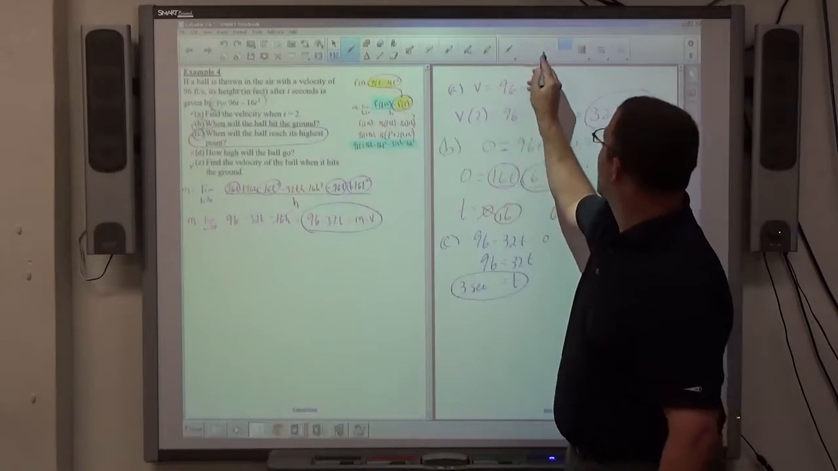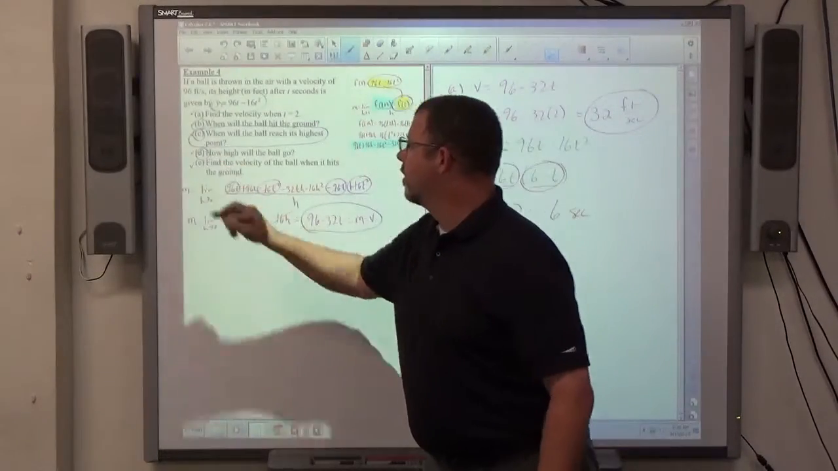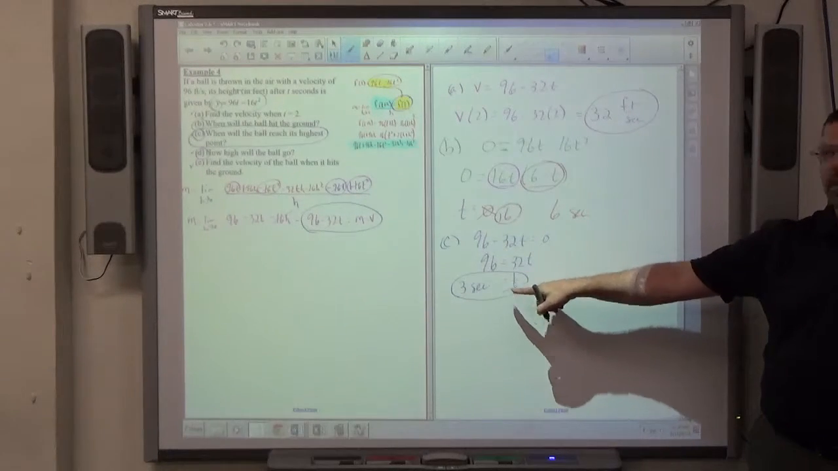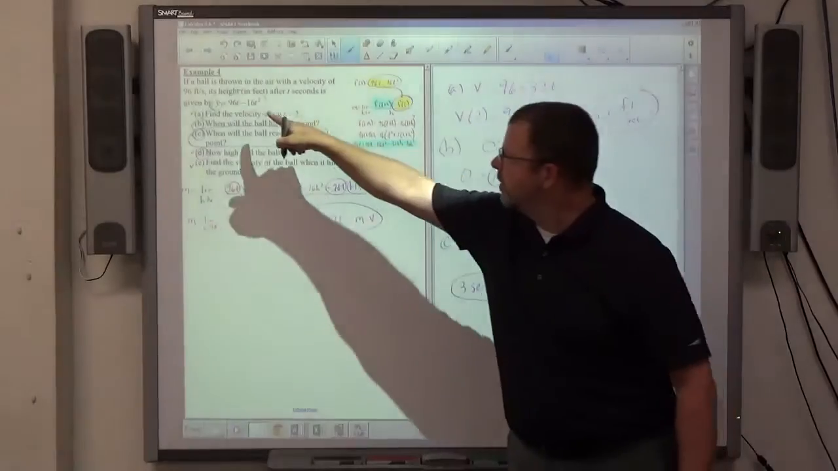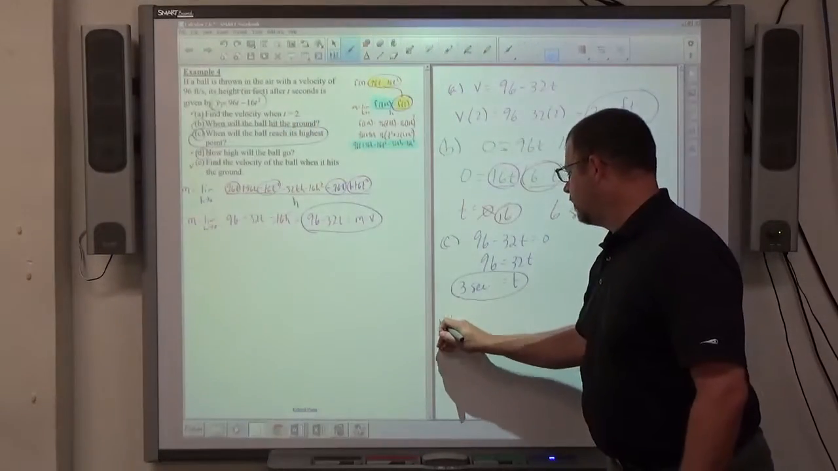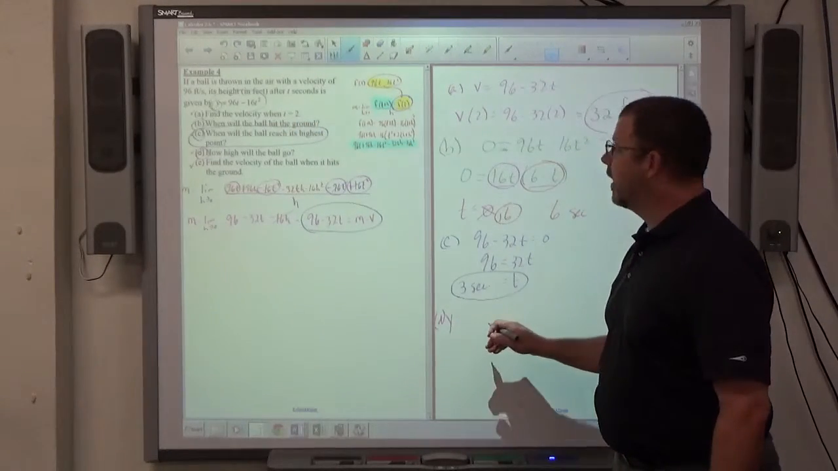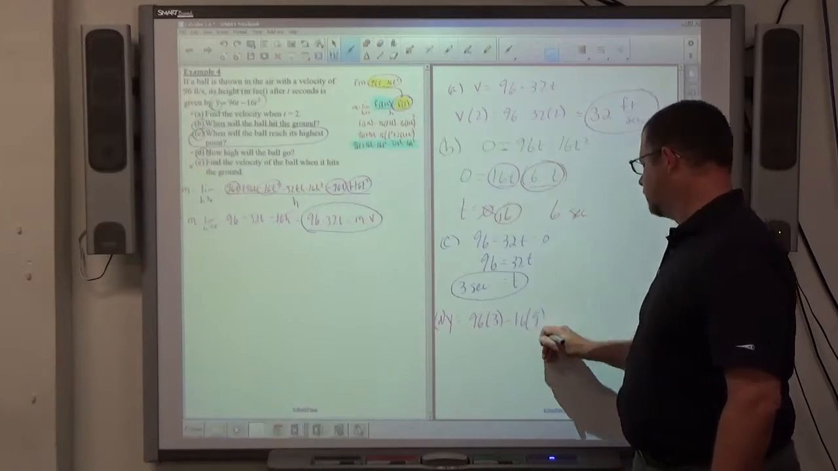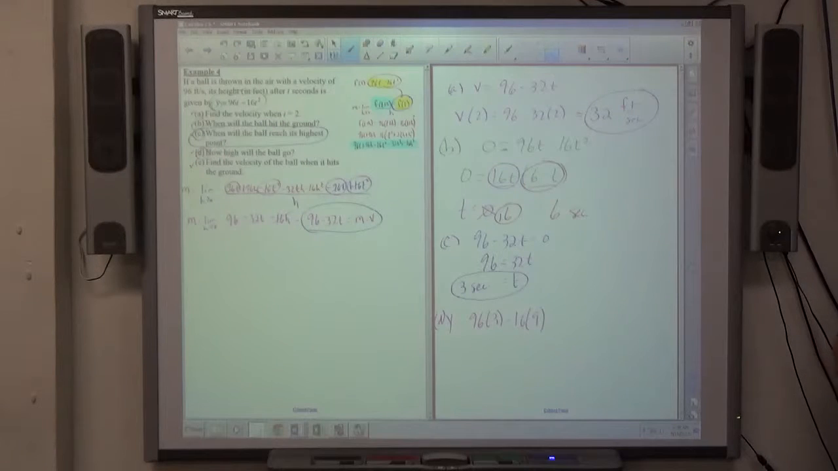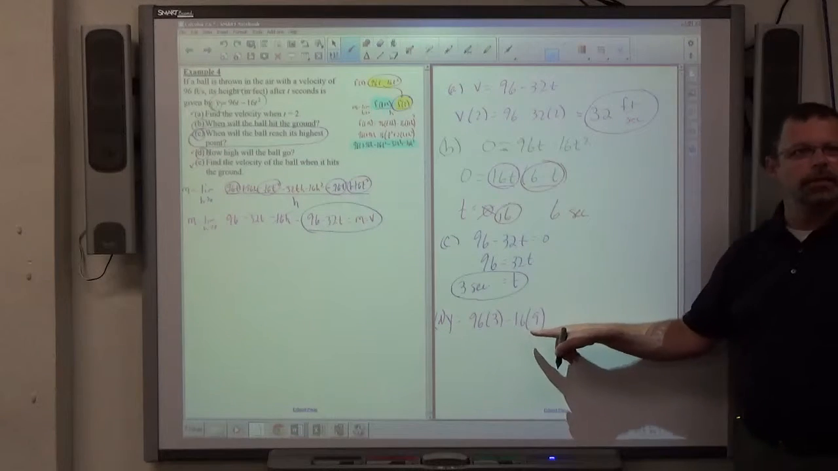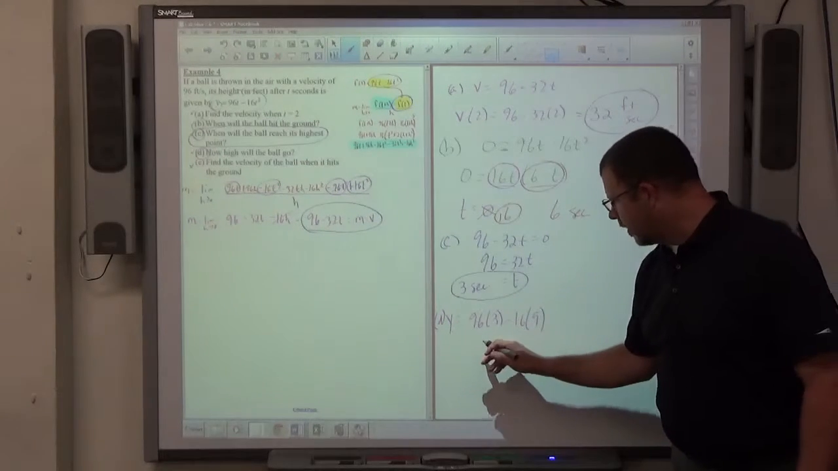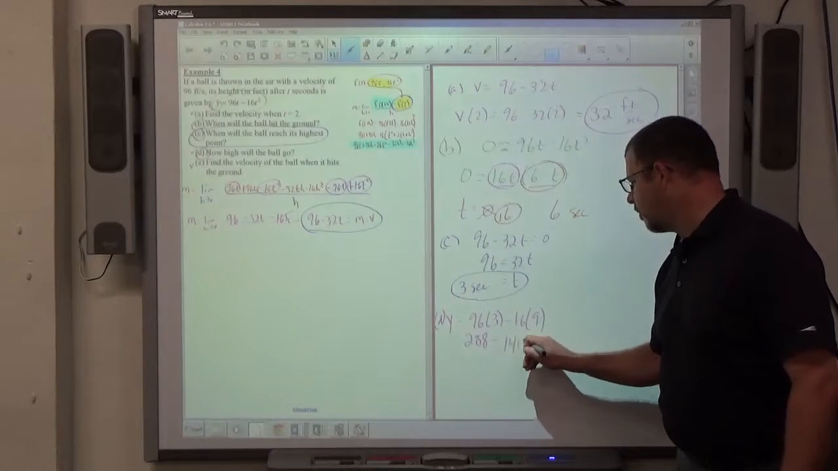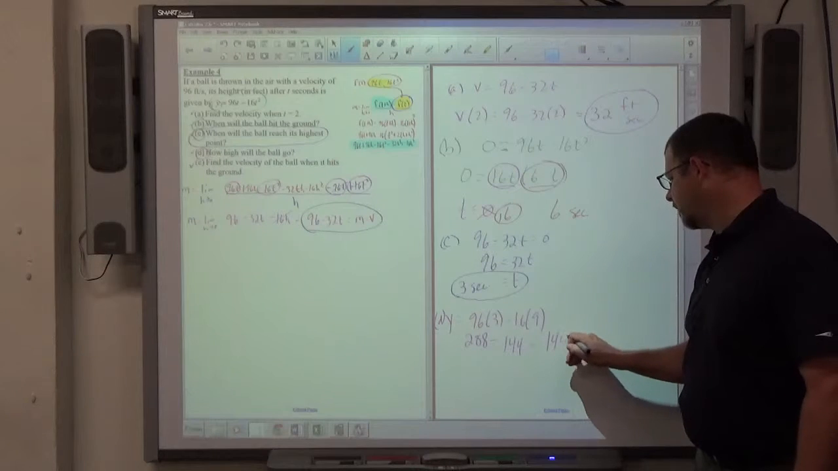So for part D, it says, how high will the ball go? What we're going to find out is where it's at when it stopped. So we go back to the height function, and we let t equal 3. We're going to get 96 times 3 minus 16 times 3 squared. I went ahead and squared 3 in my head. 96 times 3 is 288. 16 times 9 is 144. Subtract, we get 144 feet.